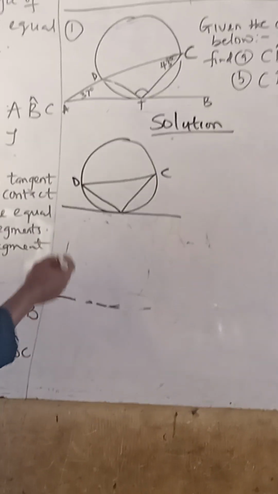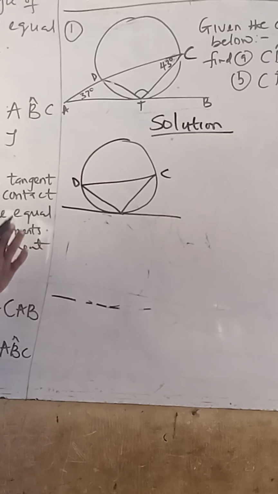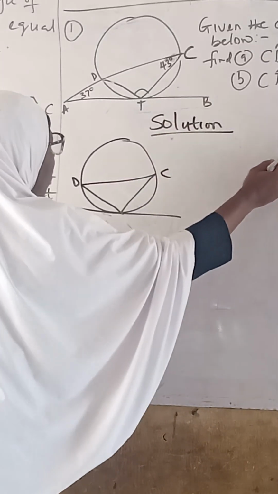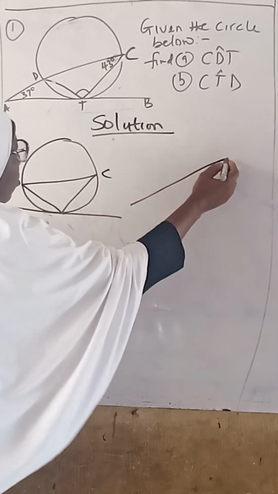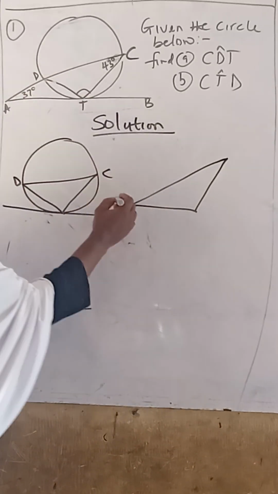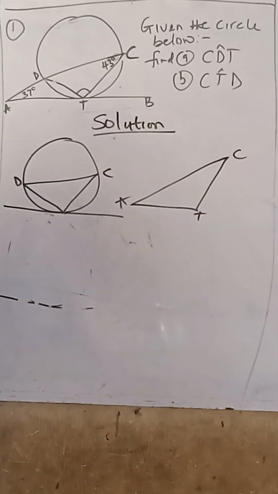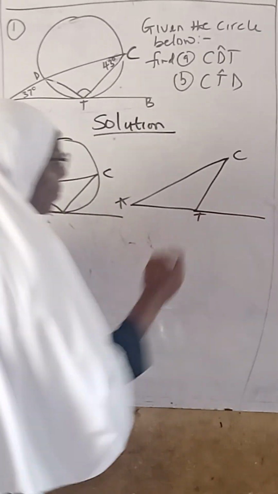And before I can find CDT, I have to know that, okay, apart from that, I can also see a triangle. Let me draw that out. Can you see this triangle? I brought this triangle ACT. But this triangle has an extension here.